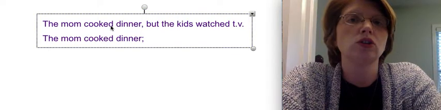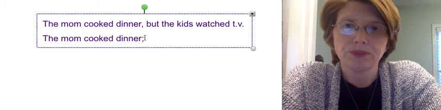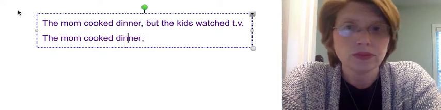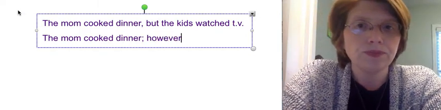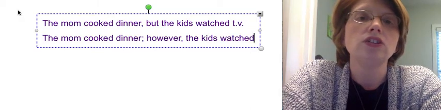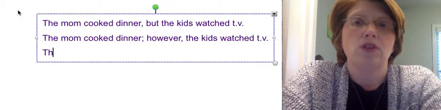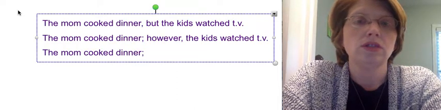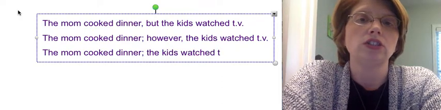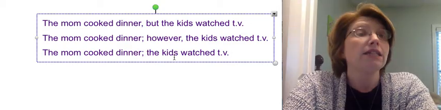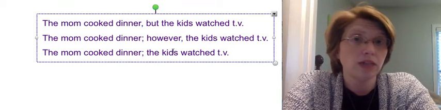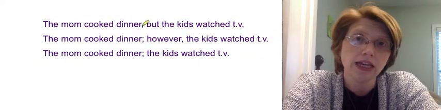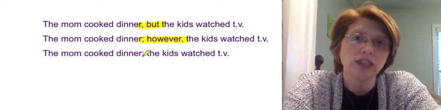And you need to use one of those words like however. Make sure it works in your sentence though. However, comma, the kids watched TV. The mom cooked dinner, semicolon, the kids watched TV. Okay? 3 ways to say the same thing, but 3 different ways to combine it. Comma, but, semicolon, however, comma. Okay? So this is what we're looking at right here, or just semicolon.